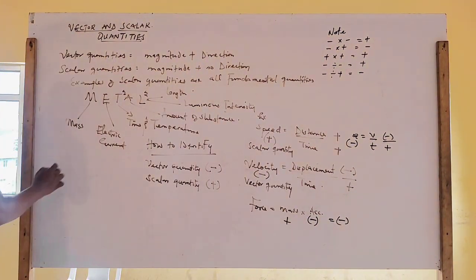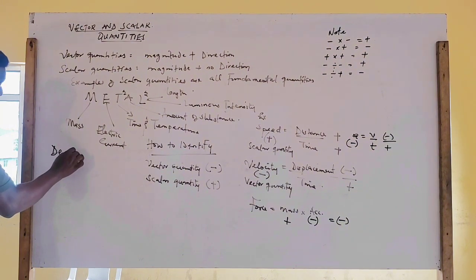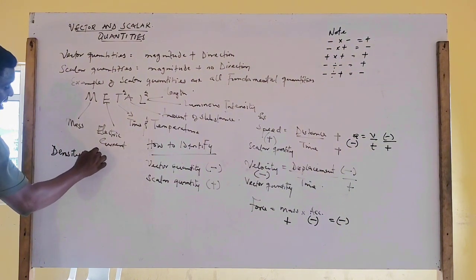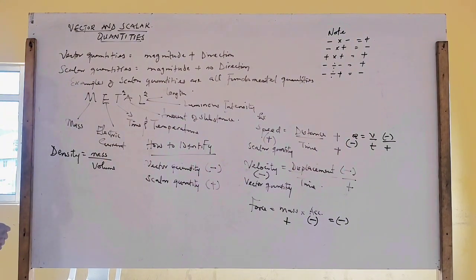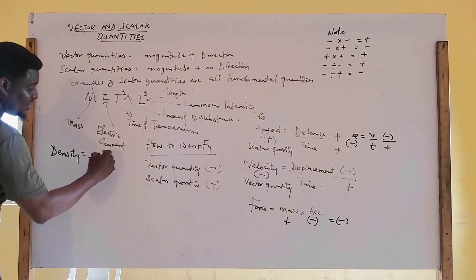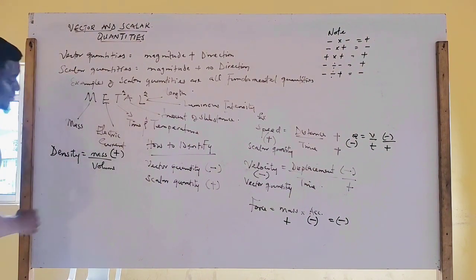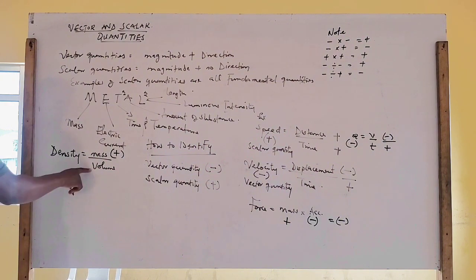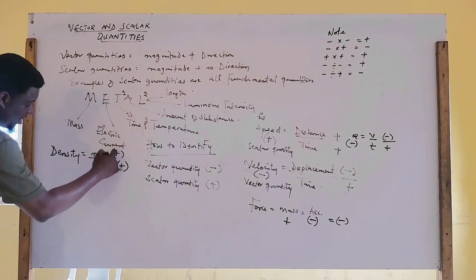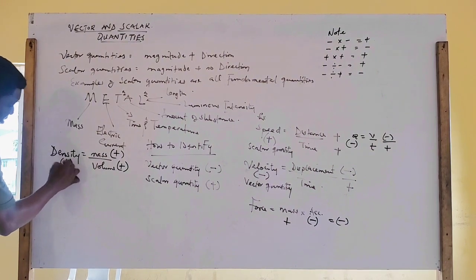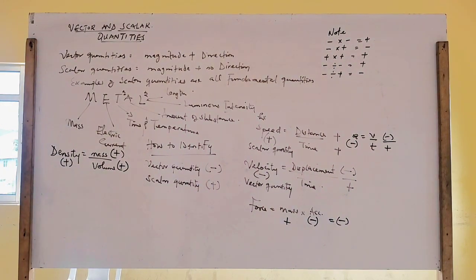So you can say that, let us look at density. Density is mass over volume. So what is mass? Mass falls under fundamental quantity. You have it as plus. So we have volume. Length times length times length also falls under fundamental quantity, which is length cube. We have it as plus. Plus divided by plus is plus. So density is a scalar quantity.